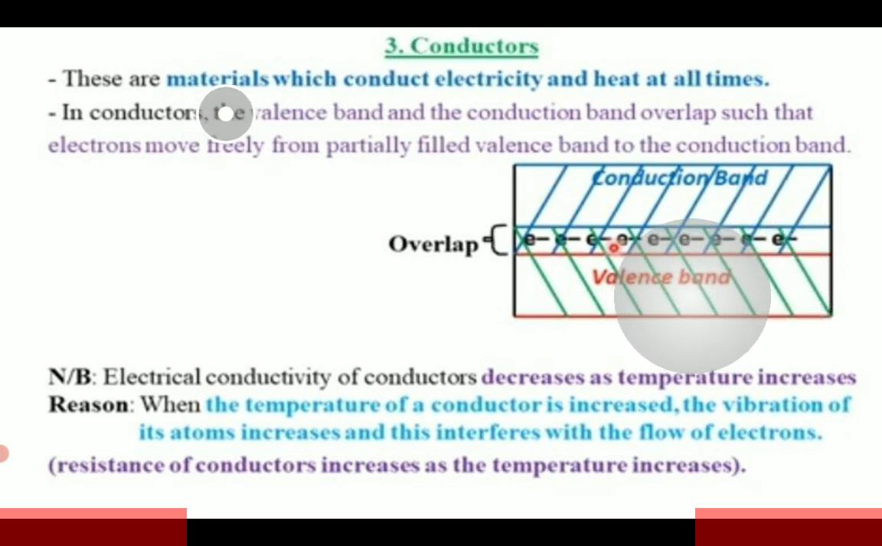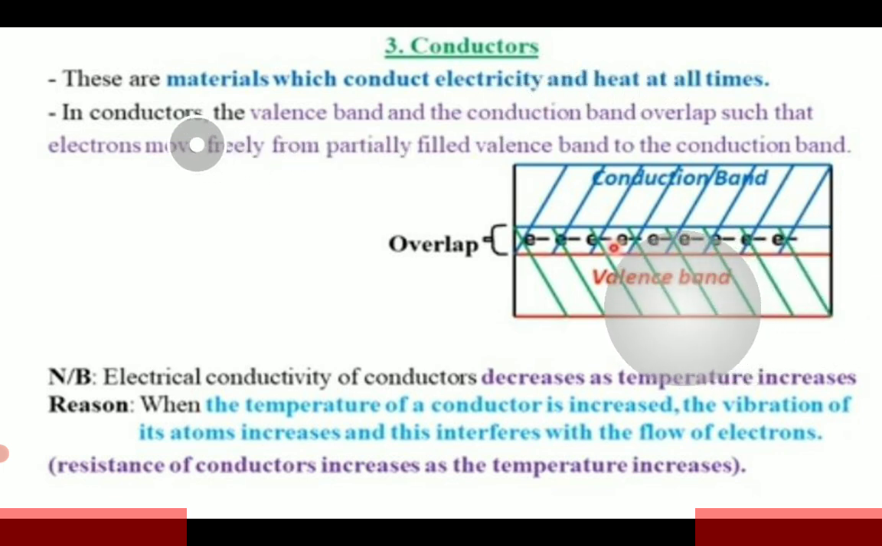Conductors, as the name suggests, is a term used to describe materials which conduct electricity and heat at all times. So think about metals, metals like aluminum, copper, zinc, silver, mercury. All metals belong to this group of materials known as conductors. So we are saying conductors are materials which conduct electricity and heat at all times.